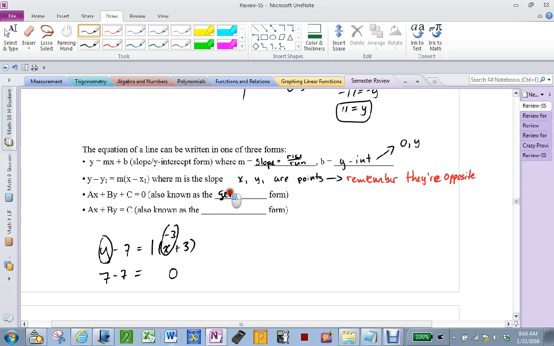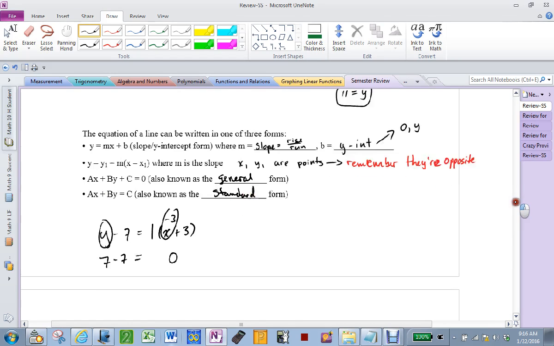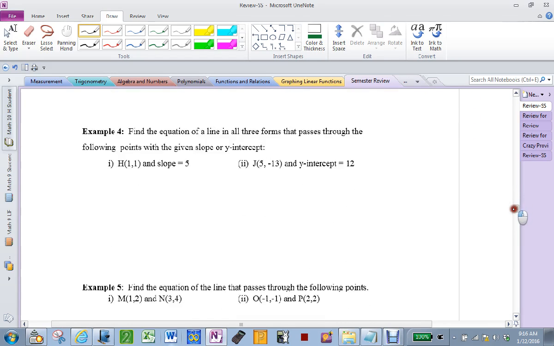This one is general. This one is standard. Find the equation that goes through these. What do I have here? A point and a slope. So what do I use? Point slope form. Y minus 1 equals 5x minus 1. Done.